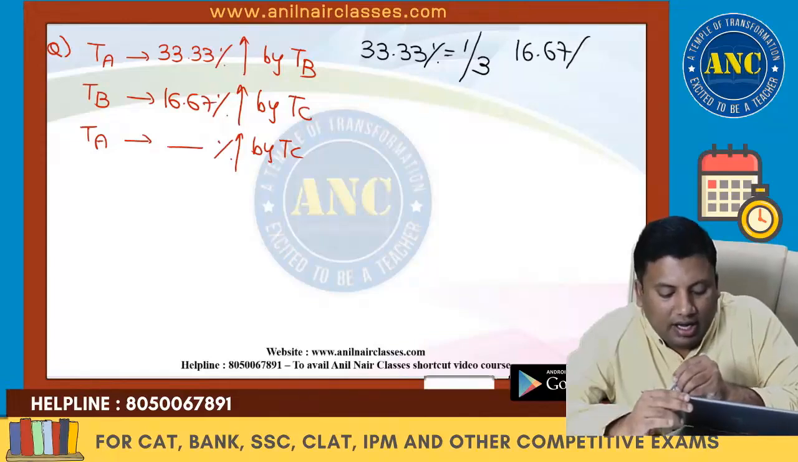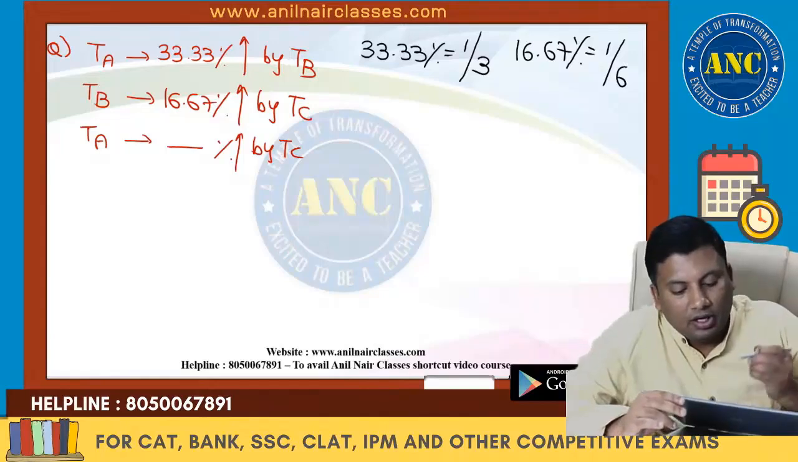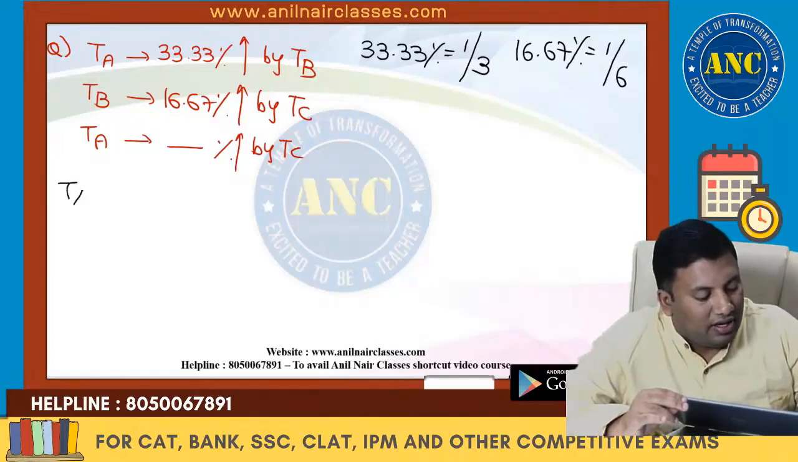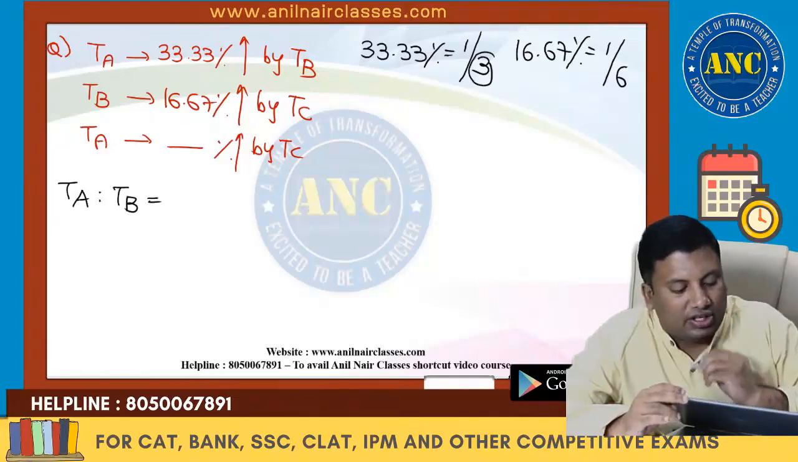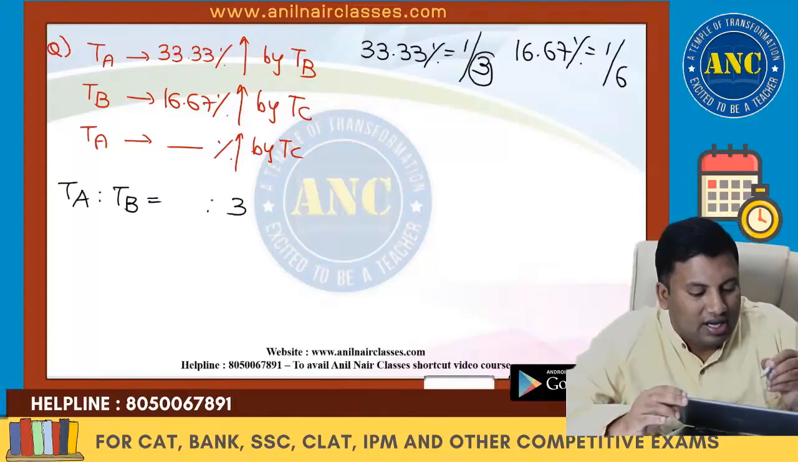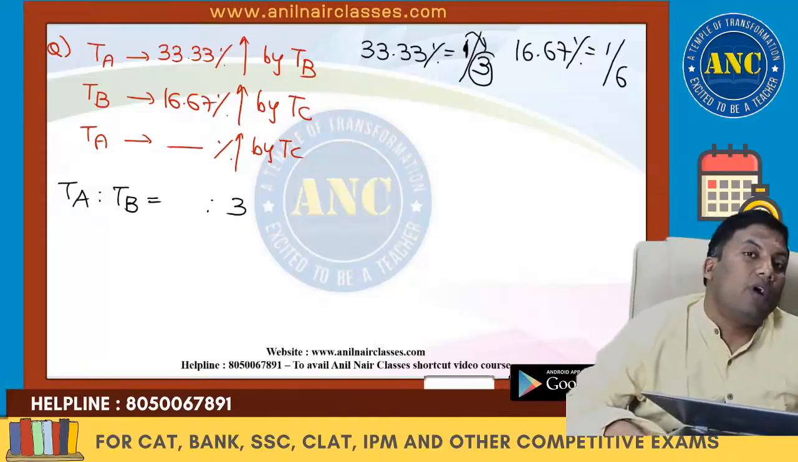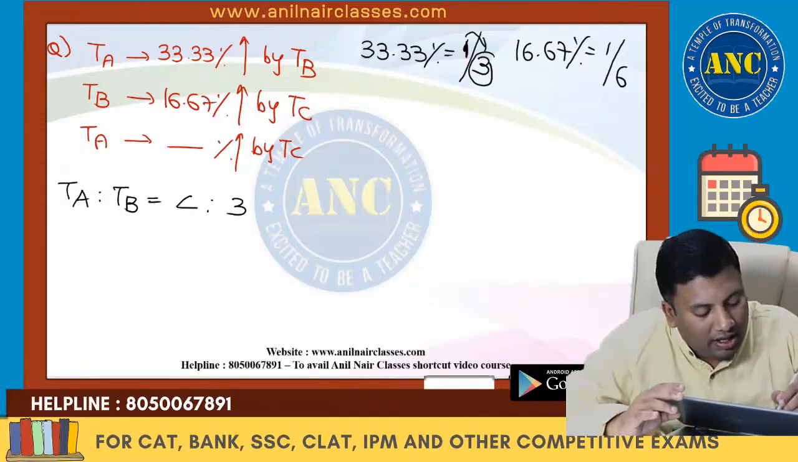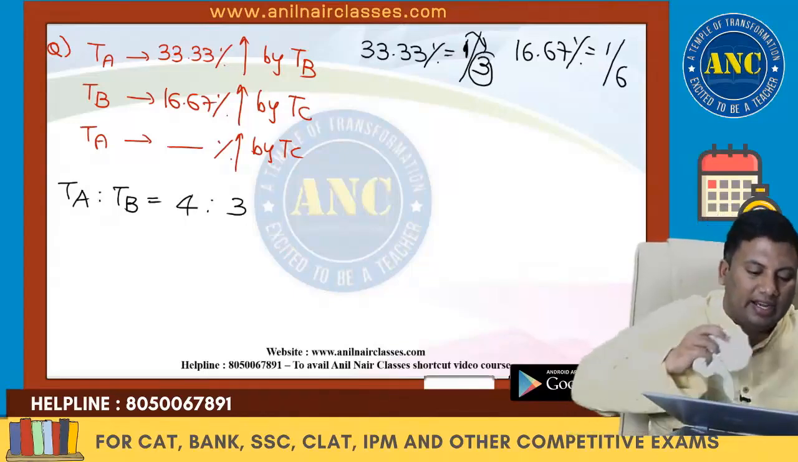16.67 converted into fraction is 1/6. Now the denominator is always the initial value. TA is to TB, the denominator is 3. That means the time taken by B is 3 days. The numerator is always the change. A will take 1 day more than 3, it is nothing but 4. I hope the idea is clear.